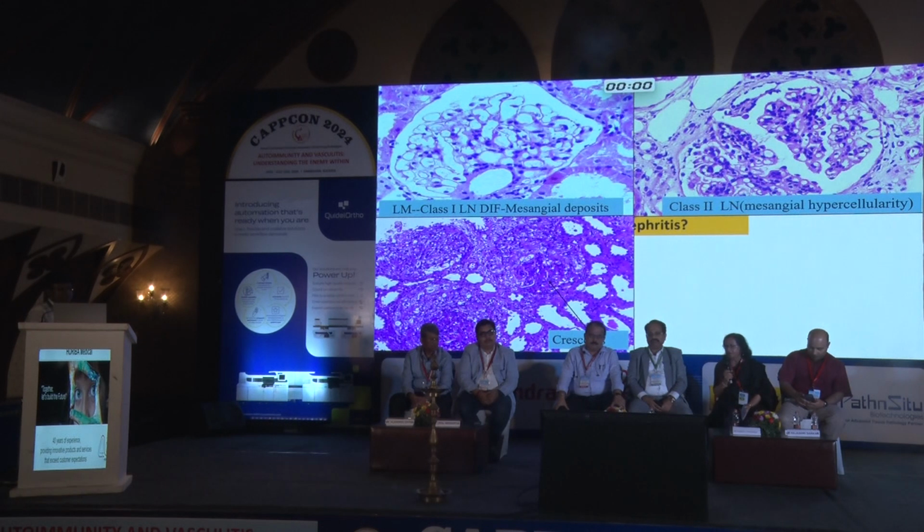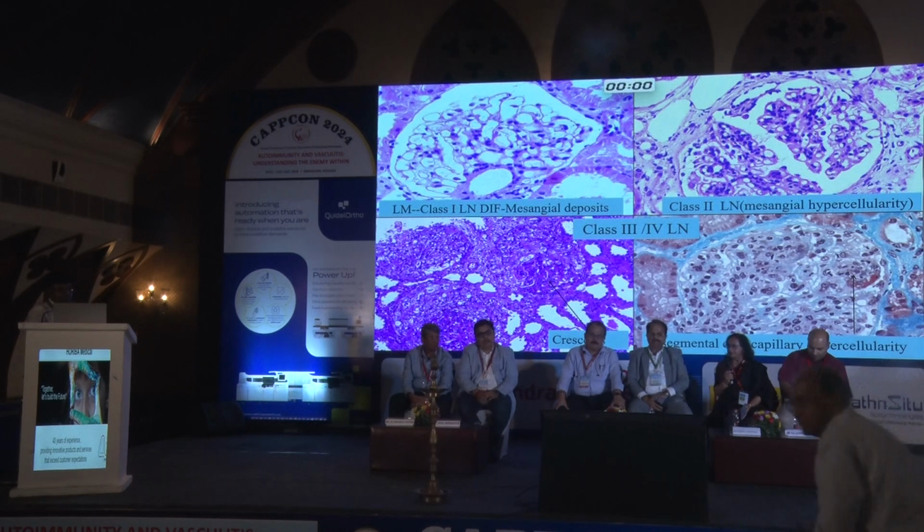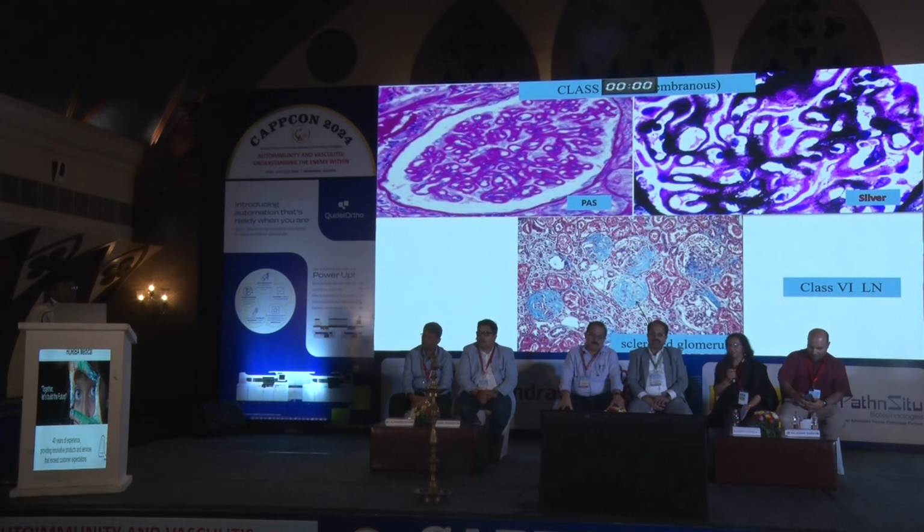Crescents, active lesion. This is class 3 lupus, and you will find mesangial deposits. This is again a segmental endocapillary hypercellularity with fibrinoid necrosis. And this is a membranous lesion, class 5, with membrane thickening, better appreciated on the Jones silver with the spikes. And this is a class 6 where we find more than 90% sclerosed glomeruli.